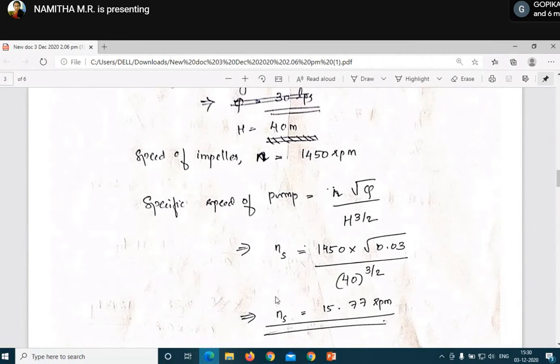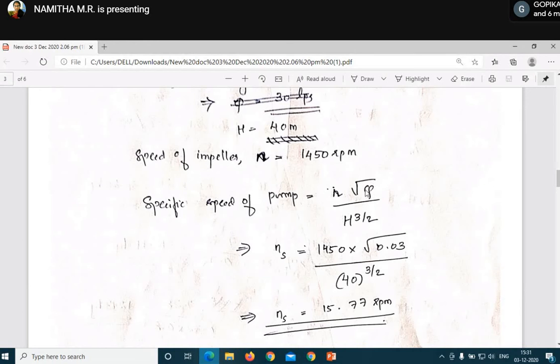The thing you have to note here is the unit of Q. In the previous question, I told you that while calculating power, with QH divided by 75, Q should be in LPS, liter per second. If you are calculating specific speed, then for using this equation, you have to give the value of Q in meter cube per second.